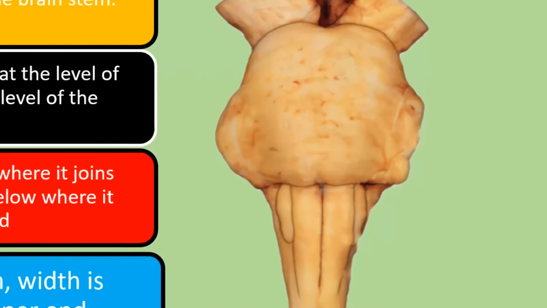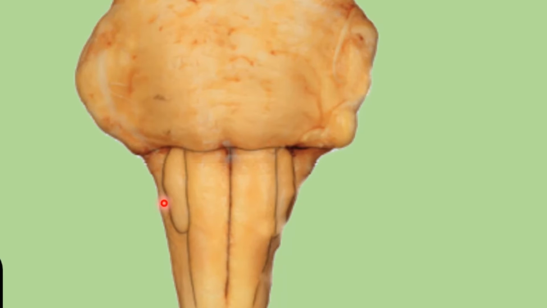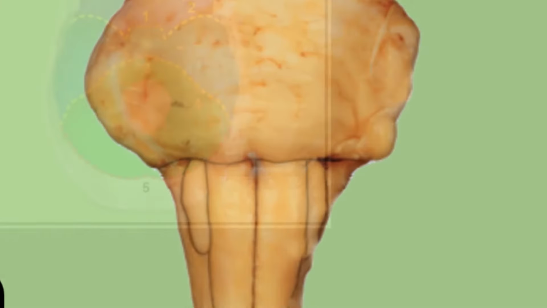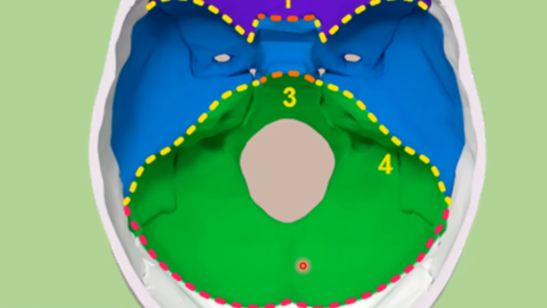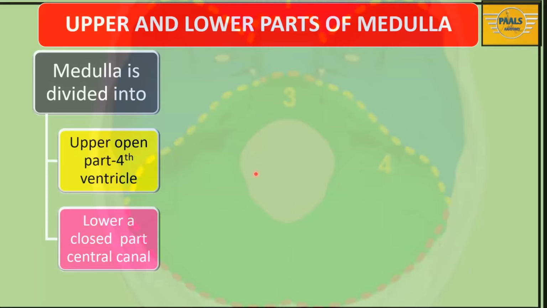Now, if we look at the medulla, we'll notice that proximally it's broad, and then distally it tapers as it runs down as the spinal cord. The length is about 3 cm, and the width is about 2 cm. The medulla is located in the posterior cranial fossa. Anteriorly, it relates with a part of the posterior cranial fossa called the clivus, and posteriorly, it relates with the cerebellum. We'll consider the parts of the medulla.